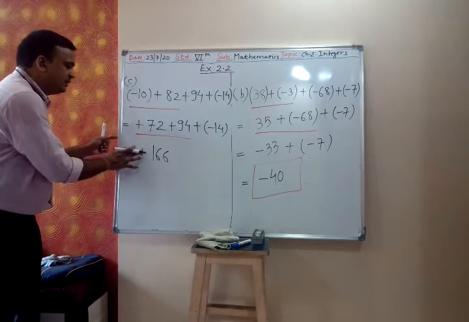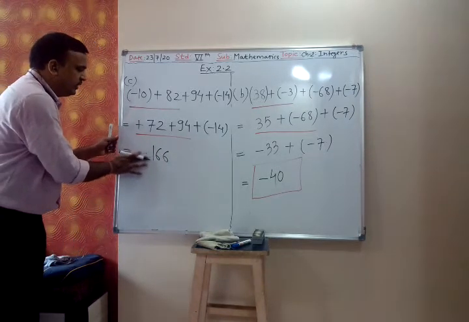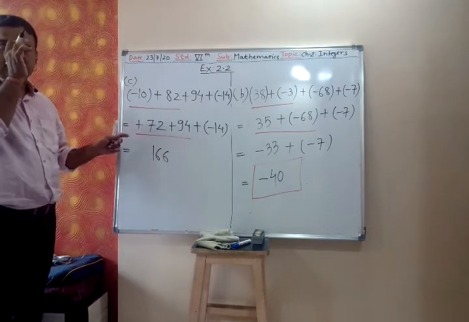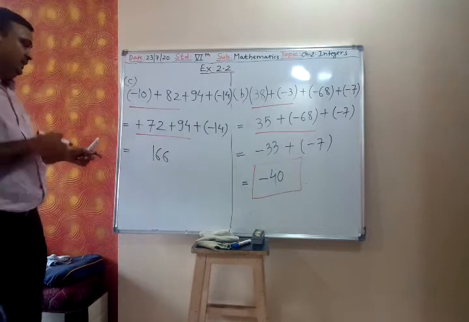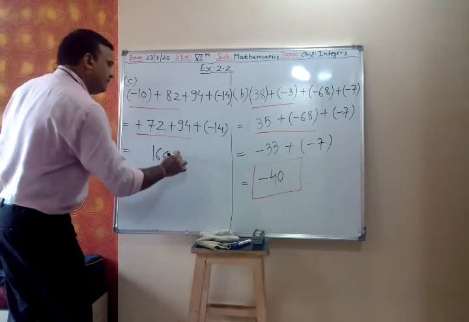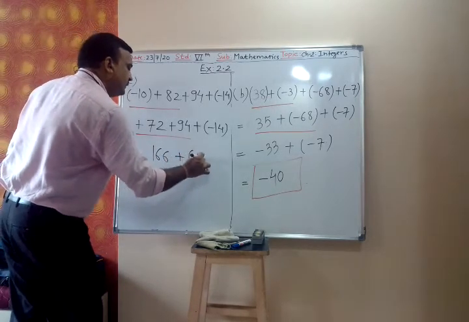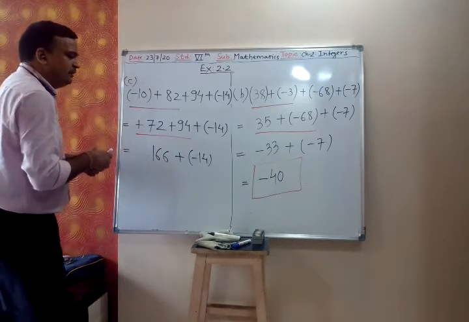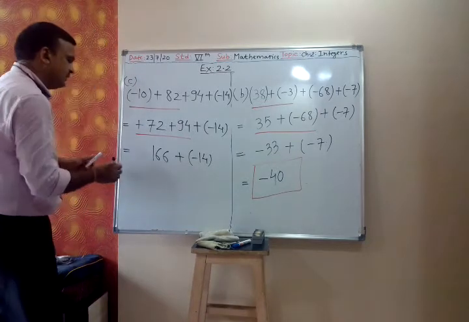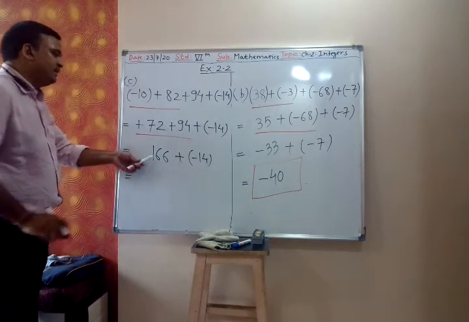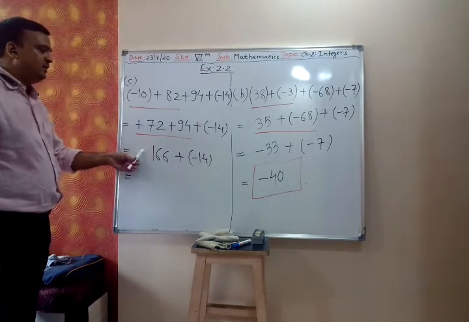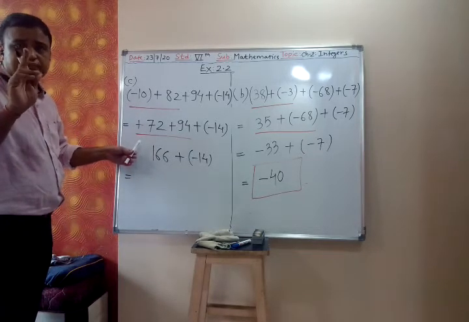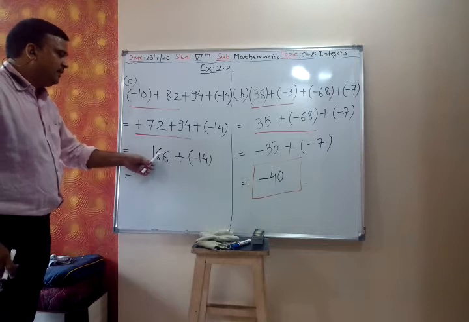Whether you write plus 166 or you do not show the plus sign, it does not matter. 166 plus minus 40. You can show this plus sign, or even if you don't show the plus sign, it does not matter. Now what is sign of 166? Plus. No sign means plus sign. What is sign of 166?